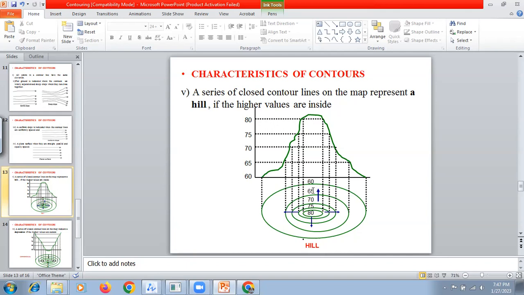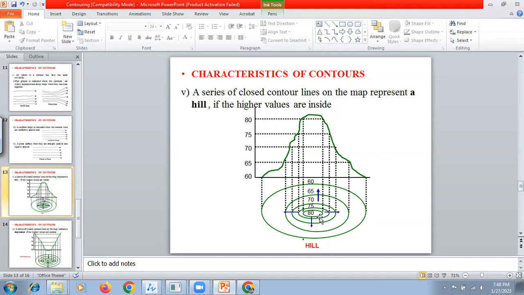So this is one section here. In a contour plan, you don't have this elevation. You have only the plan and these rings you can see. So from this, you have to imagine how the ground profile is.